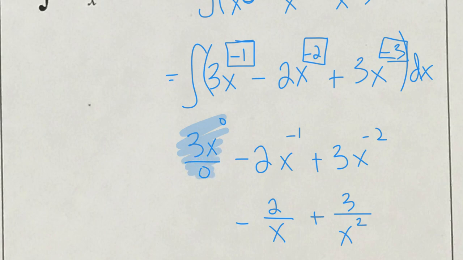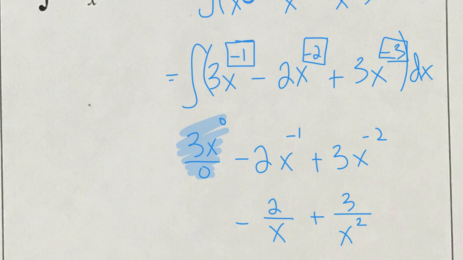Anything divided by 0 is undefined. So we have to come to grips with what is going on here. Okay? Because this doesn't fit the mold of our polynomial antidifferentiation. Right? This is something different, which means it's not going to be treated like all the other things.